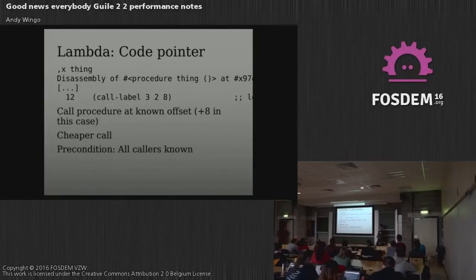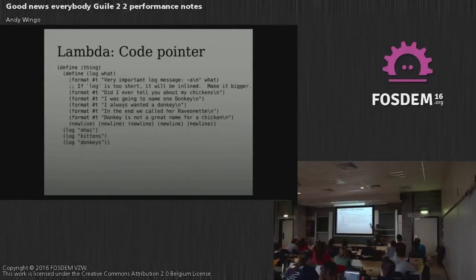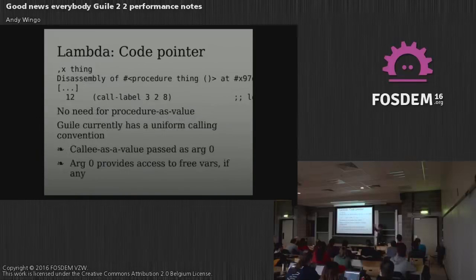And this is a faster call because we know the procedure offset. And it can only happen where all of the callers of the function that we're dealing with are known. But this isn't the real optimization. With a code pointer, you never need the value of that log procedure. So I'll go back and show that again. It's never necessary that I build a procedure object for log, right? And for that reason, I can call it by the code pointer, and then we can use a different representation of the procedure as a value.